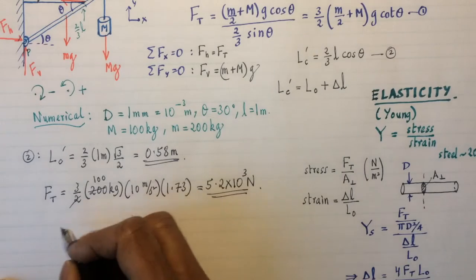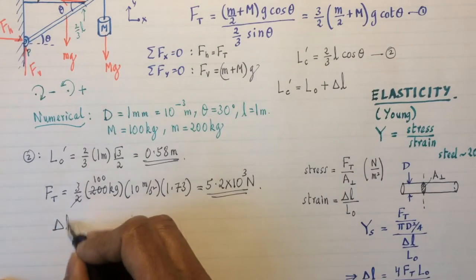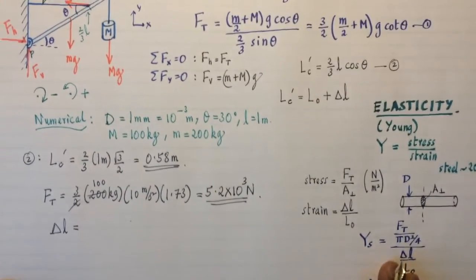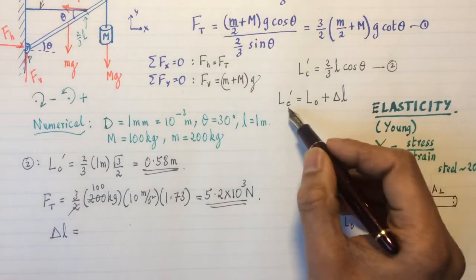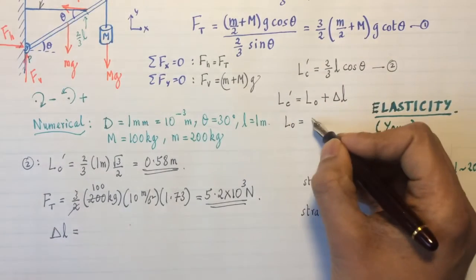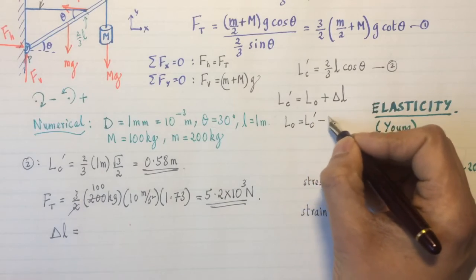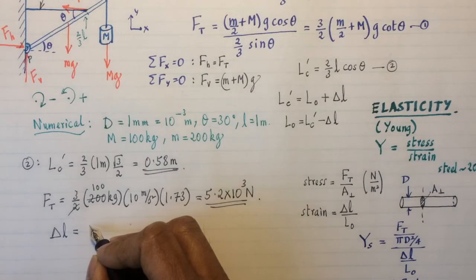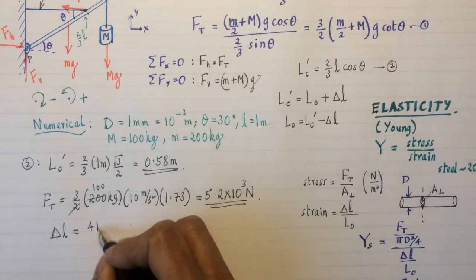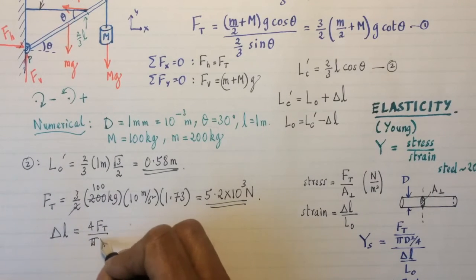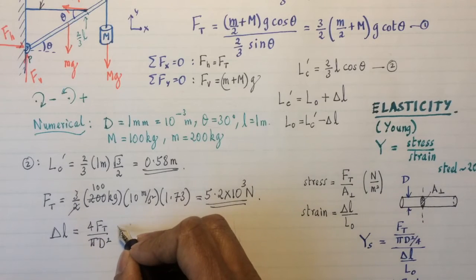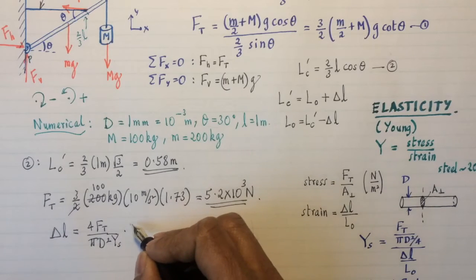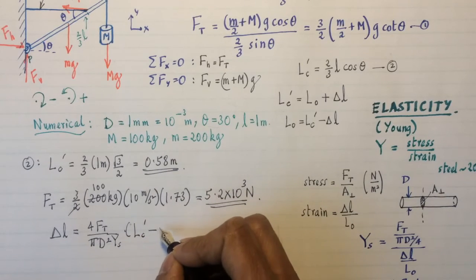Now I can substitute everything in this formula. So I'll write this as delta L equals, unfortunately I don't know the original length either, but I have the original length here in terms of the true length of the cable. So I can write L naught equals LC prime minus delta L, and I can use that for L naught. So let me do that. Delta L equals 4 F_t over pi d squared times, for L times the Young's modulus, times LC prime minus delta L.